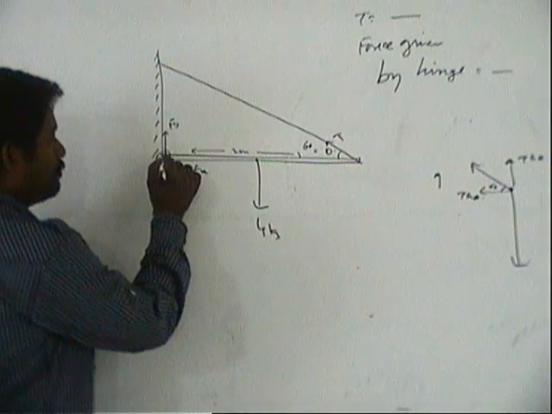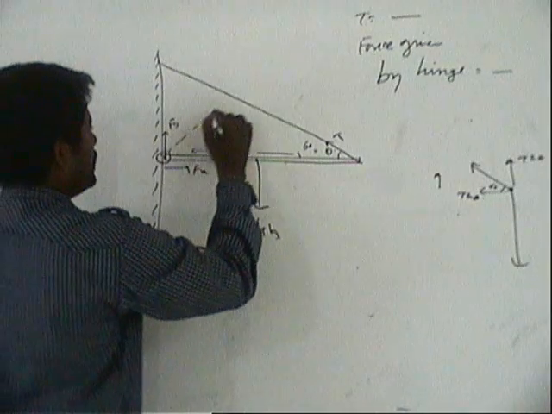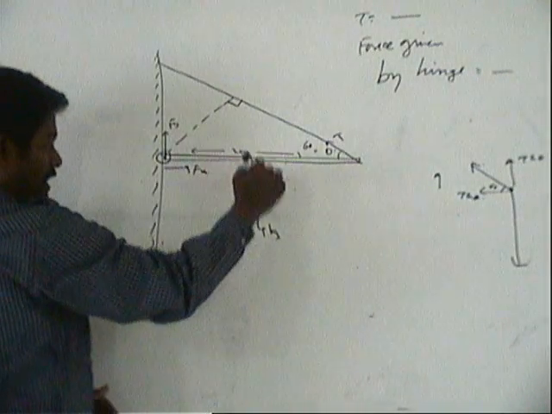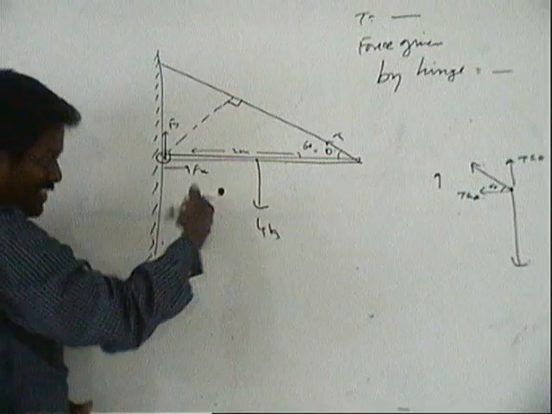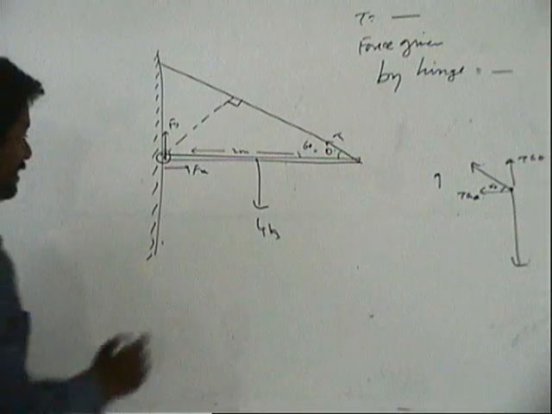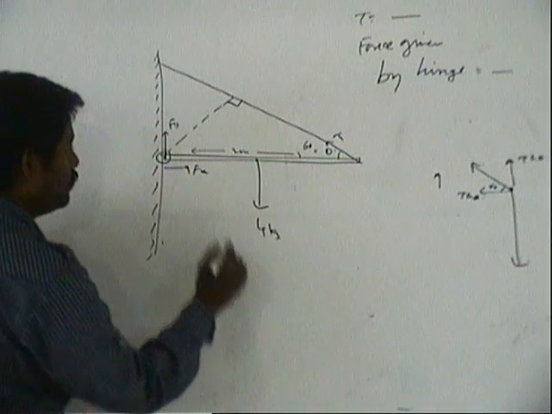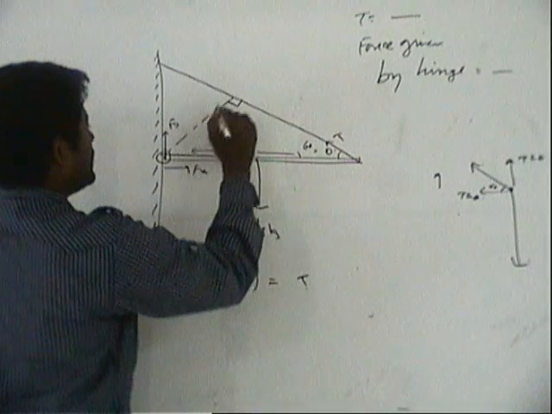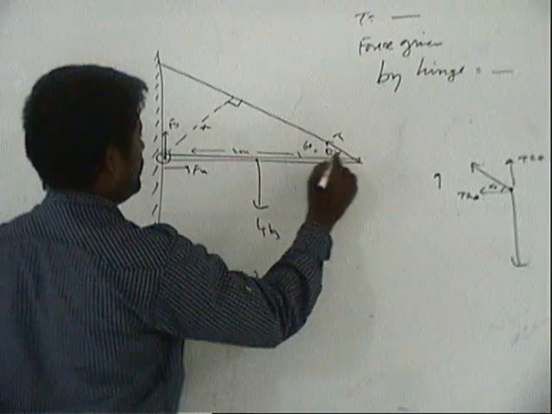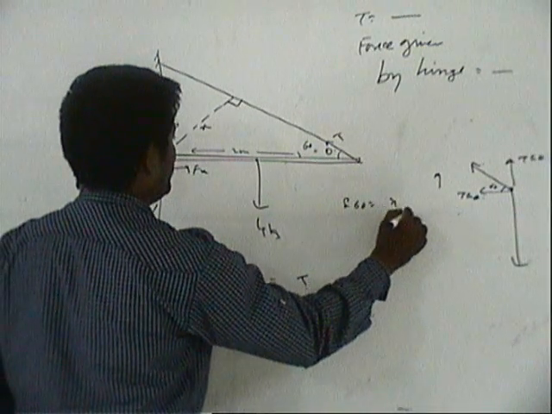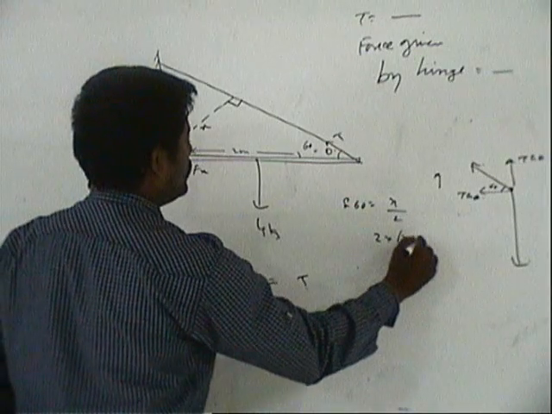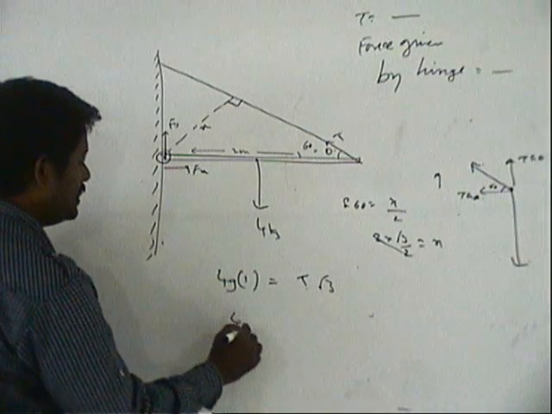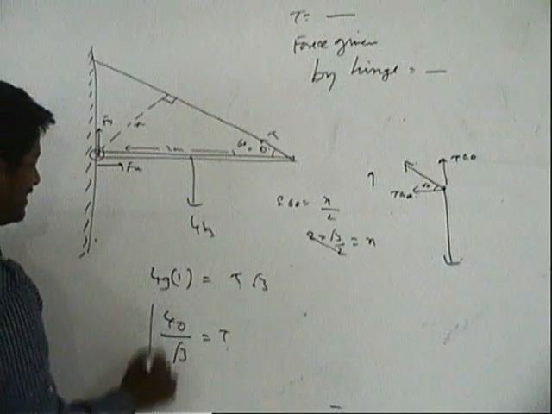Now, talk about this point. Force into perpendicular distance. I draw a perpendicular here. That gives you anti-clockwise torque. This force into perpendicular distance gives you clockwise torque. Fx and Fy do not provide any torque. Therefore, mg into perpendicular distance 1 equals T into perpendicular distance x. That is how much? Sin 60 is x by 2, 2 into root 3 by 2 is x, that is root 3. So T into root 3 equals 40. That is 40 by root 3 is the tension.